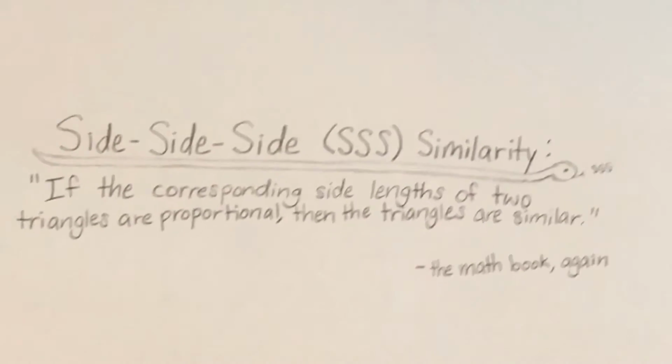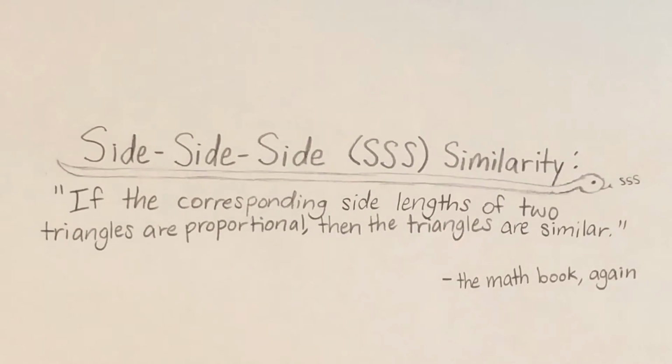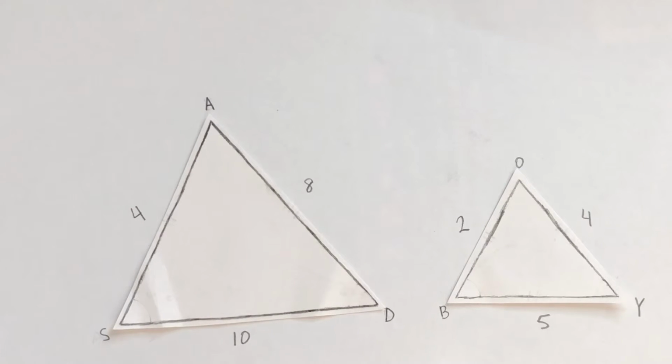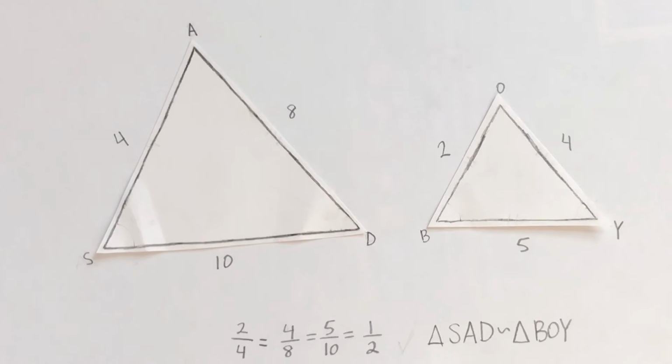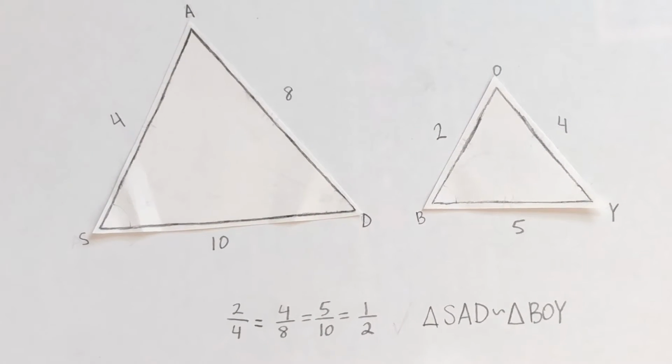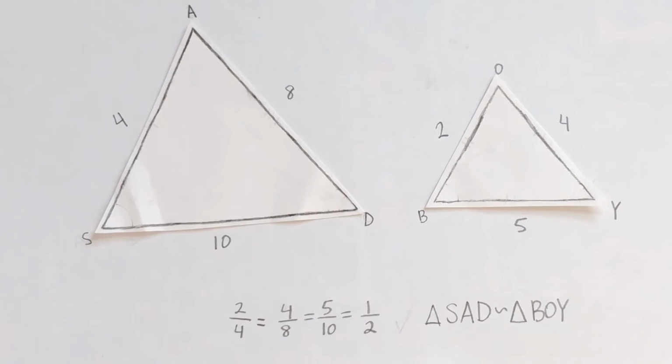Okay, next, the side-side-side, abbreviated SSS, similarity theorem states that if the corresponding side lengths of two triangles are proportional, then the triangles are similar. Basically, the sides have to be proportional for them to be similar with SSS. So, according to these triangles, triangles SAD and BOY, 2 over 4 is equal to 4 over 8, which equals 5 over 10, all equaling 1 over 2. Therefore, SAD and BOY are similar triangles.